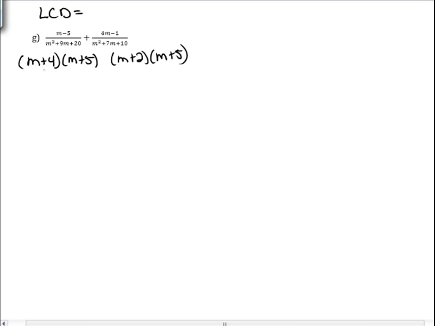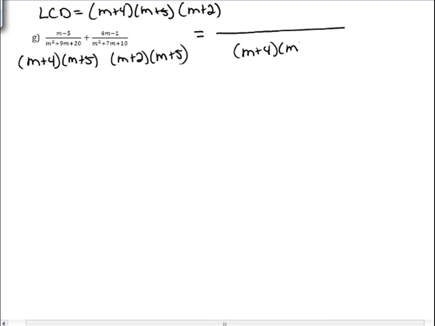To write the least common denominator, what I do is just write down the first denominator, so that's m plus 4 times m plus 5. And then you add to that anything from the second denominator that's not already there. We already have the m plus 5, so we don't need to repeat it. We just need to add the missing thing, which is the m plus 2. So now we want to write this over our common denominator, which is m plus 4 times m plus 5 times m plus 2.